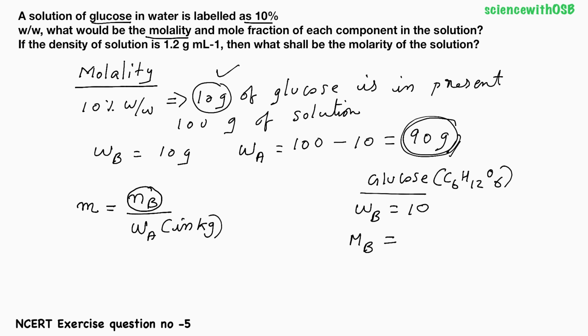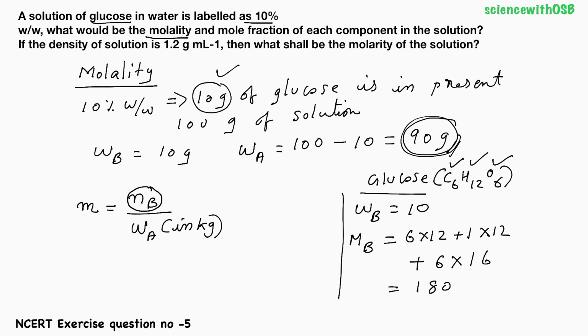Now what is the molar mass? Molar mass of the glucose we have to find. C6, so 6 into 12. Hydrogen, how many hydrogen? 12 hydrogen. So atomic mass is 1 into 12 plus oxygen. How many oxygen? 6. And what is atomic mass? 16. On calculating you will be getting 180.